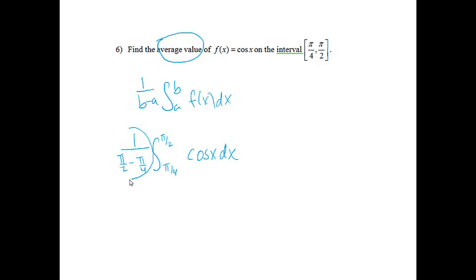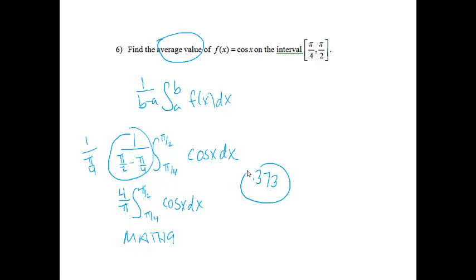Right? If you wanted to clean this up a little bit, we would end up getting 1 over pi over 2 minus pi over 4, which is actually pi over 4, and 1 divided by pi over 4 is actually 4 over pi. Okay, that's not a necessary step, but I just think it's a good one. Okay, and then from here again, it is a calculator section problem, so we definitely can use the Math 9 feature of our calculator to actually evaluate this integral, and if we do that, we should get 0.373.